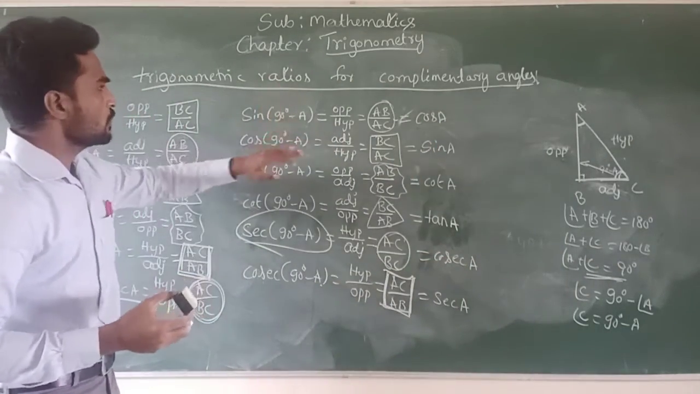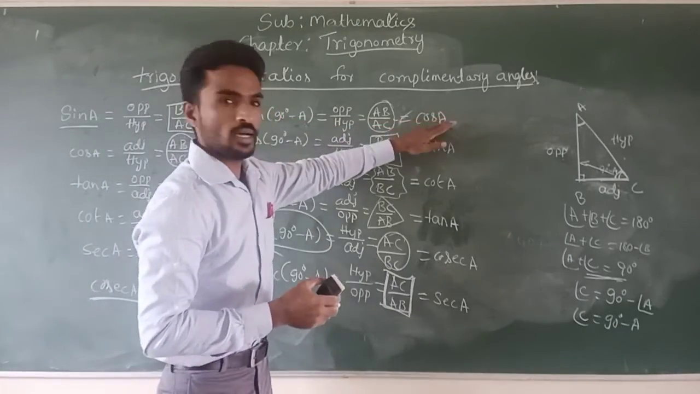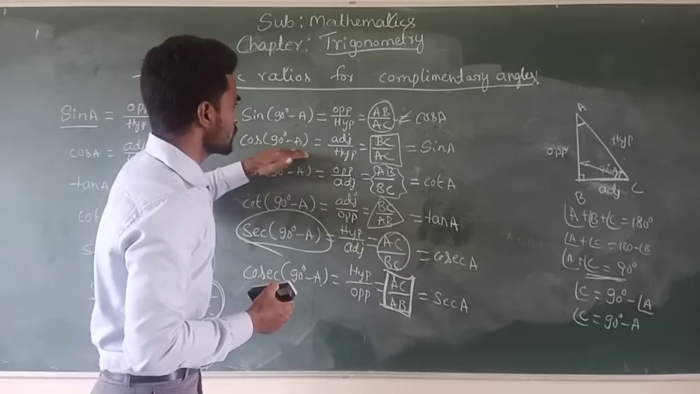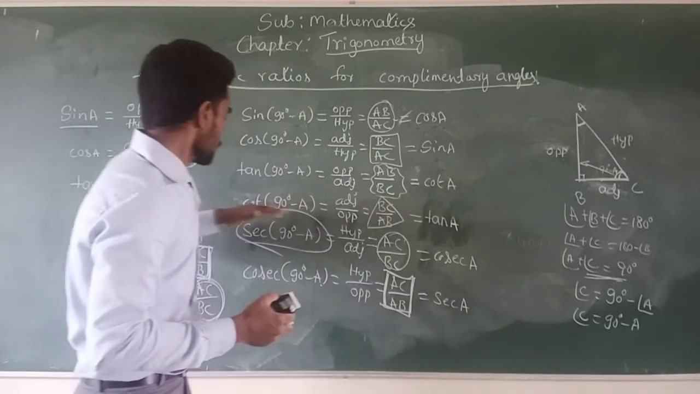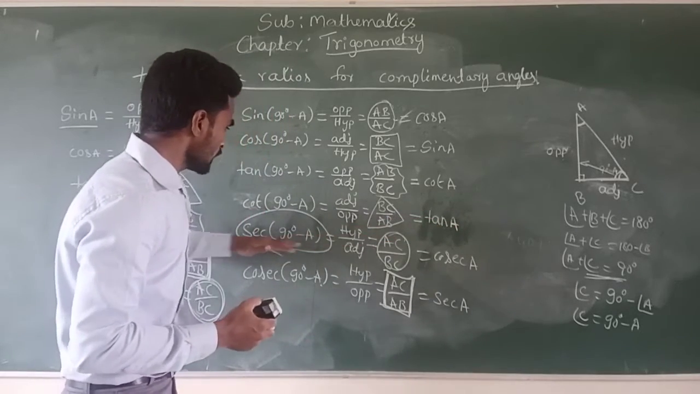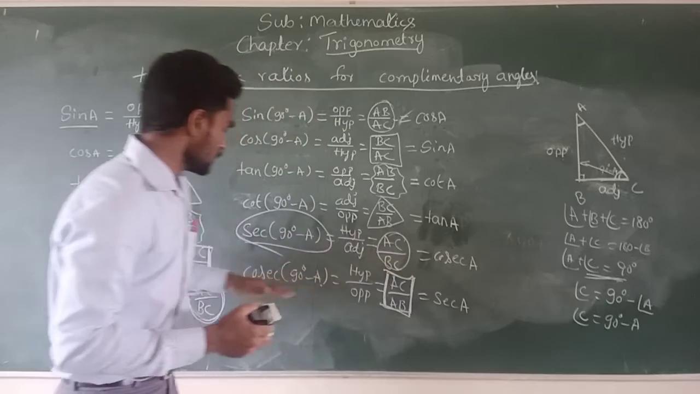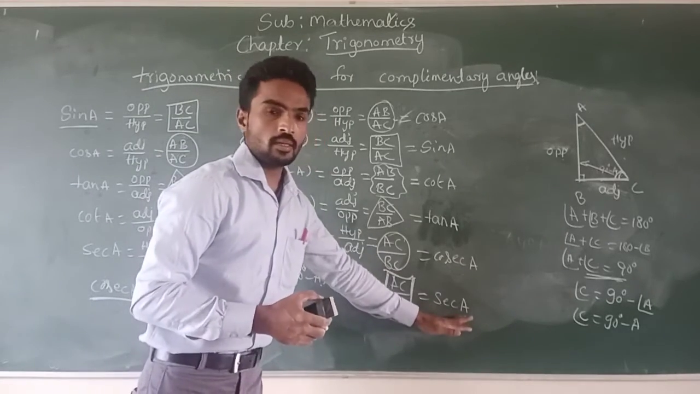Then these are the basic formulas. Sin 90 degree minus A is equal to cos A. Cos 90 degree minus A is equal to sin A. Tan 90 degree minus A is equal to cot A. Cot 90 degree minus A is equal to tan A. And also secant 90 degree minus A is equal to cosecant A. Cosecant 90 degree minus A is equal to secant A.